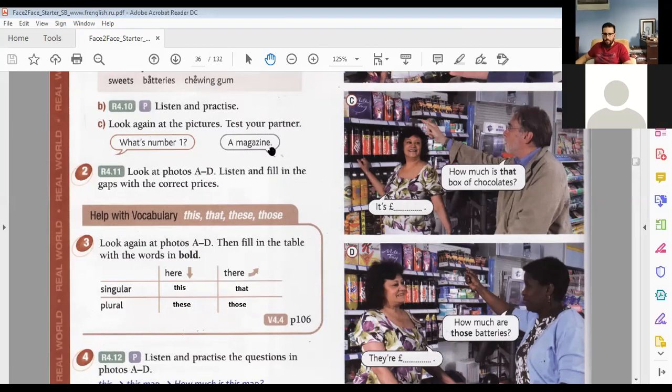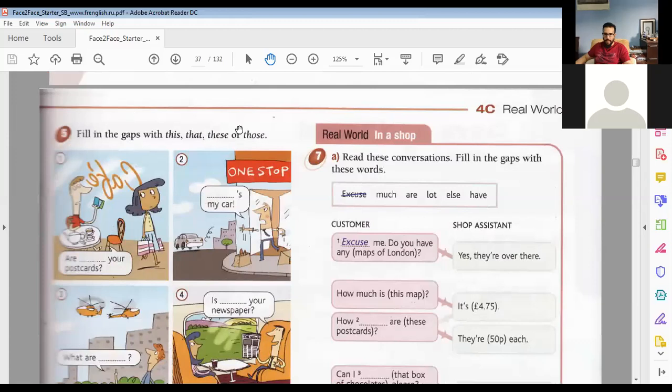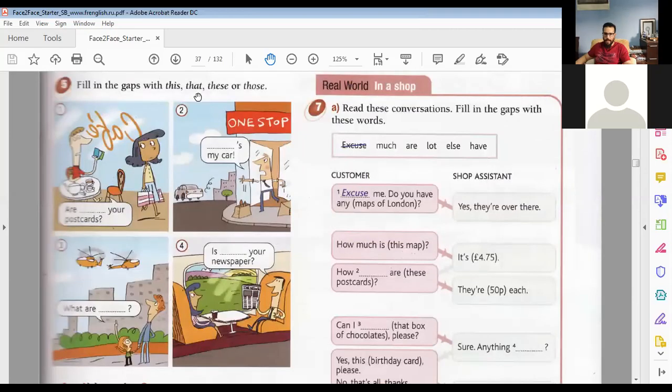اوكي نجو لموضوعنا الثاني اللي هو التمرين الثاني. نمبر 5 هنا عندنا تمرين استعمال this, that, these, those. Let's read the question. Fill in the gaps with this, that, these, those. عندنا يا إما this يا إما that يا إما these or those. هذول الخيارات اللي عندنا. Okay.